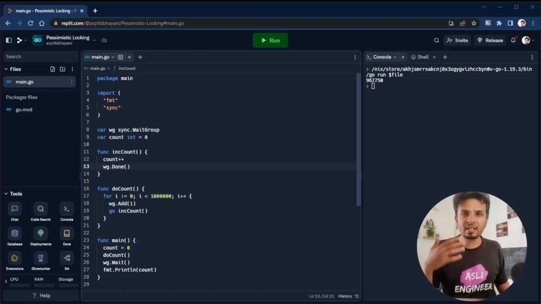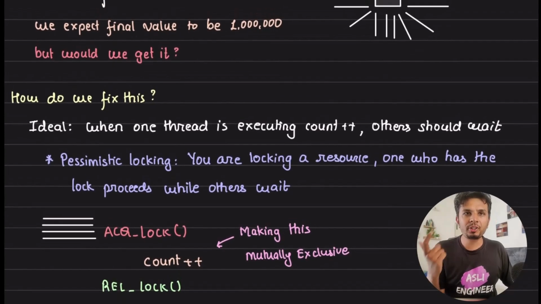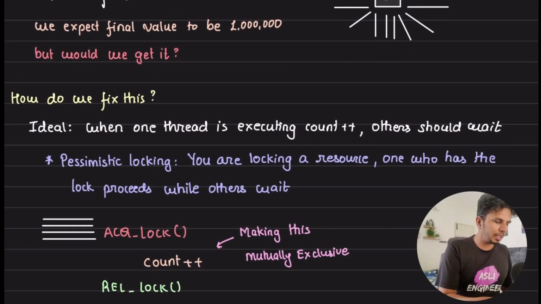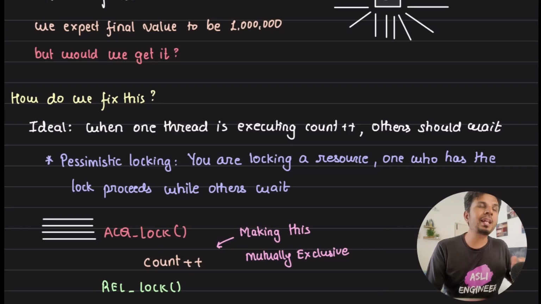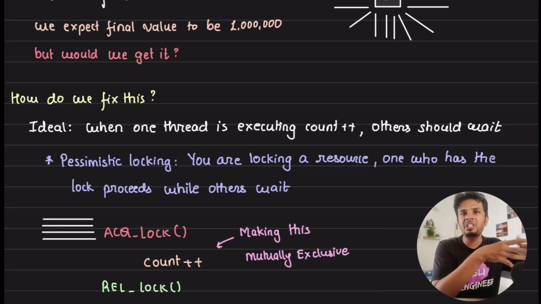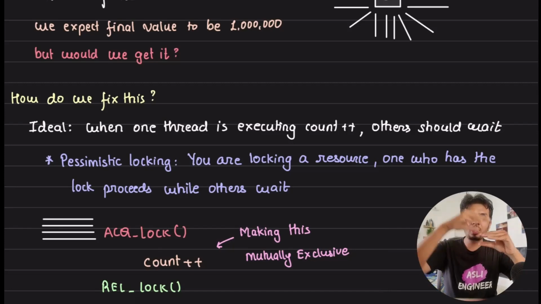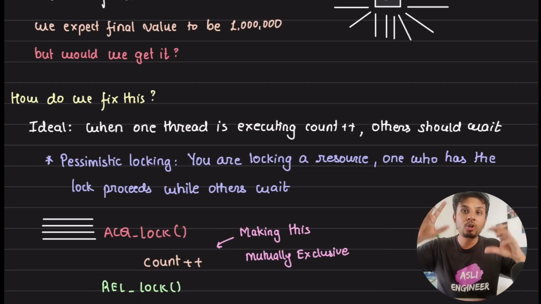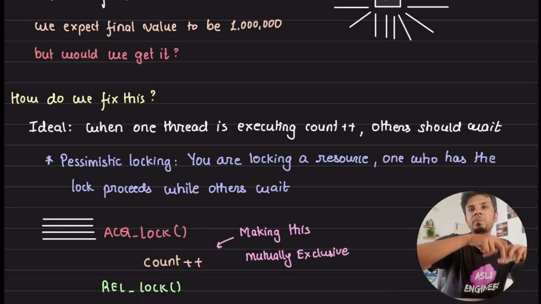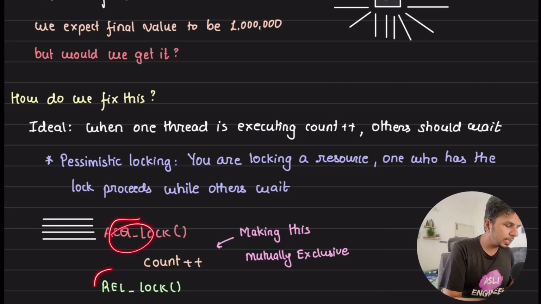So let's understand why this is happening. The root cause of the problem is the operation count++, because that is not atomic. And because it is not atomic, we can't go and change the implementation of count++. So what do we do? We would want this part of code to be executed by just one thread at a time, which means no two threads should be executing count++ at the same time. So we wrap it with locks.